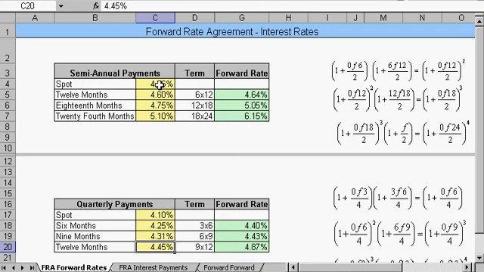If the market expects both choices to provide the same return and neither one will be preferable, then we use the bootstrapping to solve for the implied forward rate. So we use these series of calculations. We put them in, and we arrive at our forward rate.